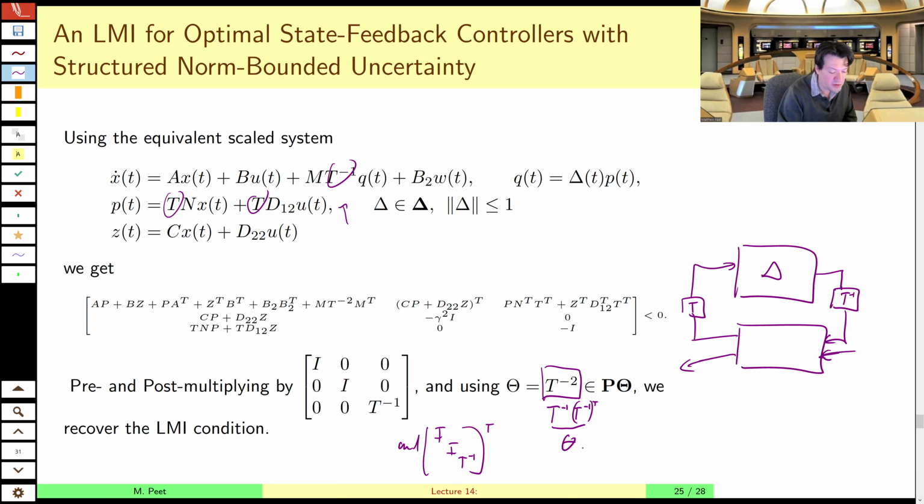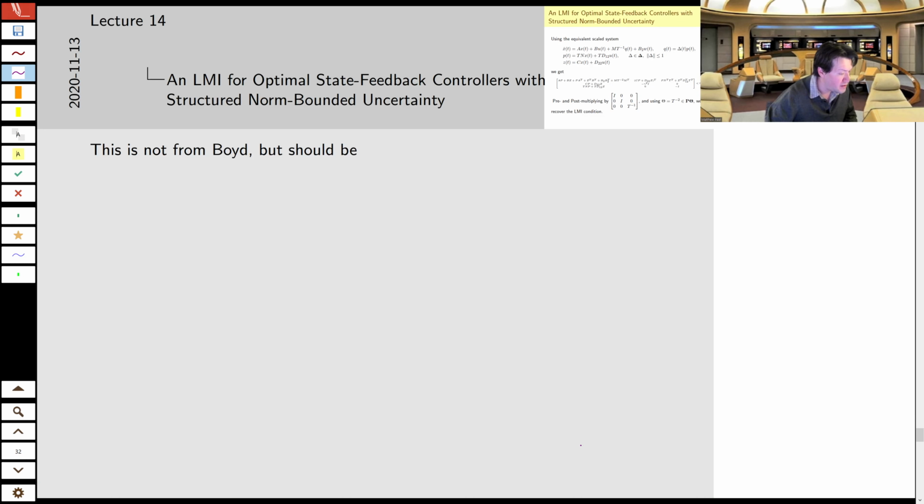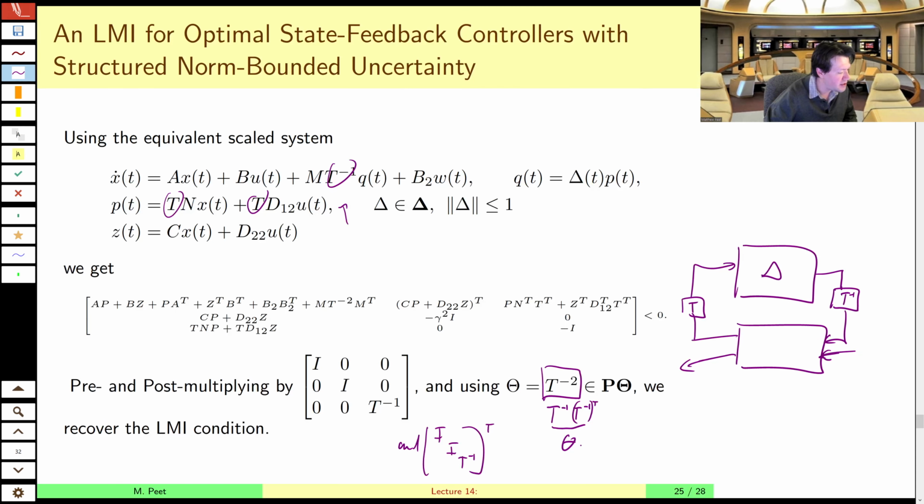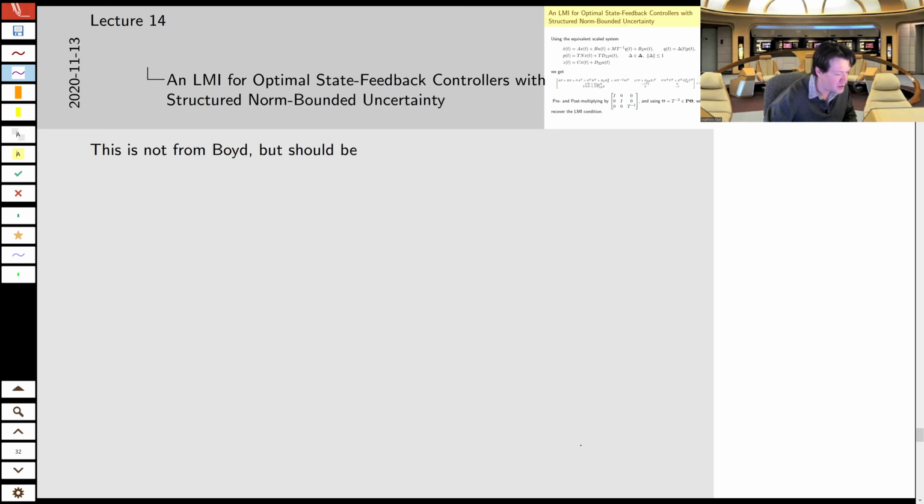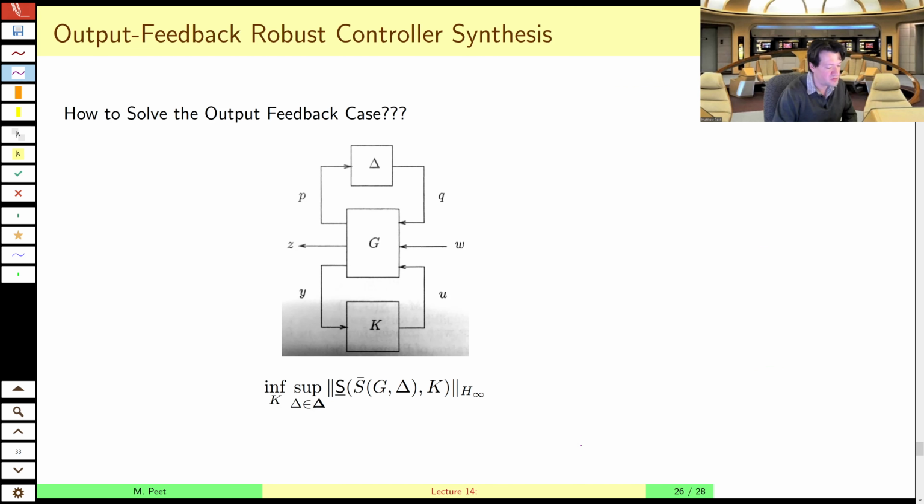Okay. And we'll actually show that we need to recover that scaling on the final slide when we do D-K iteration. This one actually didn't appear in Boyd per se, but it's obvious from Boyd's approach.